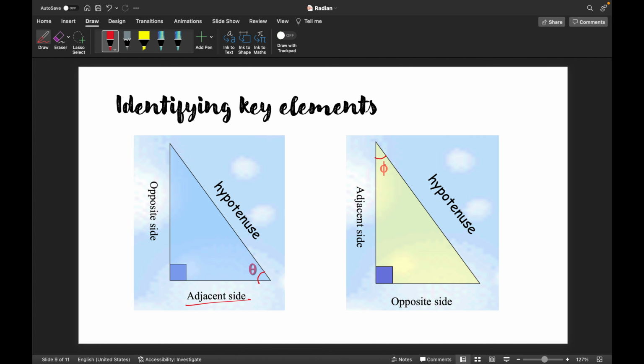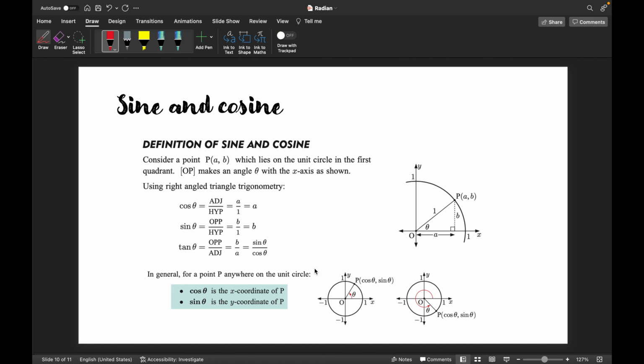Okay, now that we know these three terms, let's apply it to another triangle with a different angle. So the angle is placed here and not here. So this would be the opposite side. This would be the adjacent side. And this would be the hypotenuse. So if this is clear, let's move on to sine and cosine.